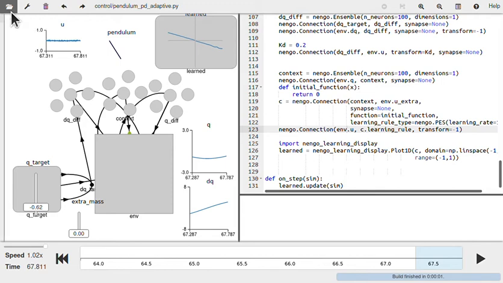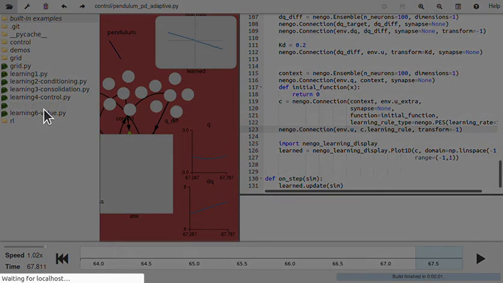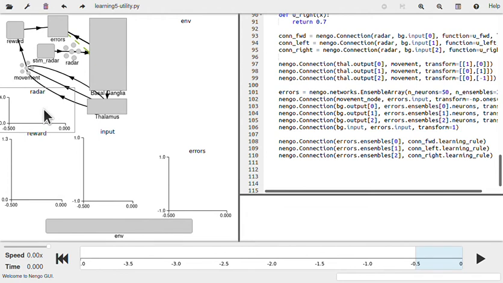Cool. All right. So that's another thing that you can do with the same learning rule. Let's do one more. All right. This particular example here, in the previous class, I talked about action selection.